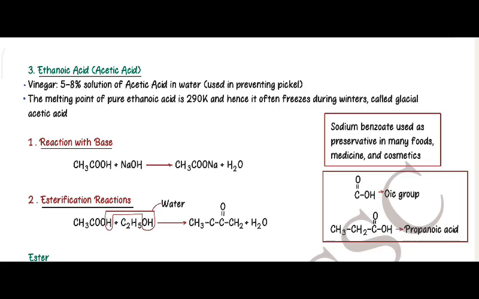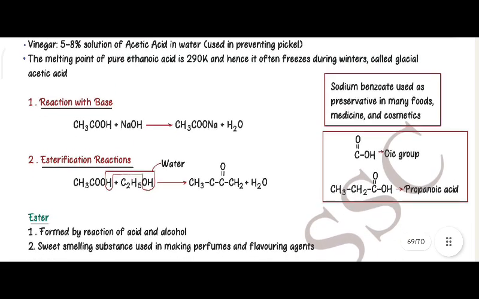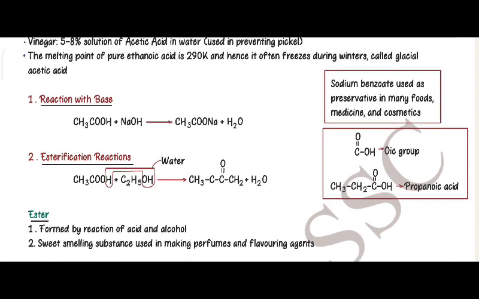Ethanoic acid, acetic acid, vinegar, is a 5 to 8% solution of acetic acid in water, used in preserving pickles. The melting point of pure ethanoic acid is 290 Kelvin, and hence it often freezes during the winters, so it is called glacial acetic acid. Reaction with base: CH3COOH plus NaOH gives CH3COONa plus H2O. Sodium benzoate is used as a preservative in many foods, medicines, and cosmetics.